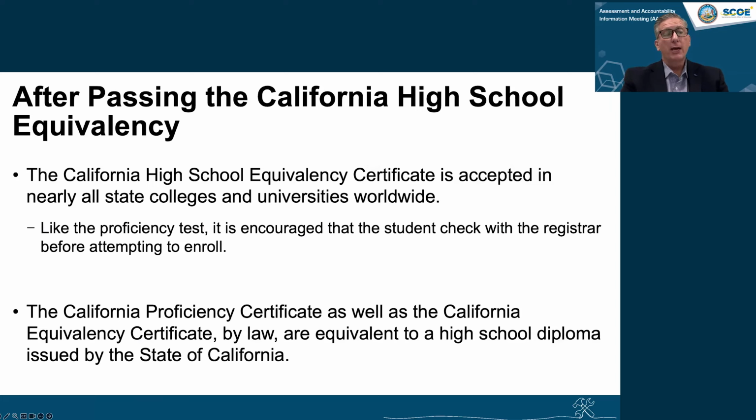After passing the California High School Equivalency Program, students are eligible to attend any community college, state university, or state college. The California High School Equivalency Certificate is accepted in nearly all state colleges and universities worldwide, but like the proficiency test, it is encouraged that the student check with the registrar before attempting to enroll. The California Proficiency Certificate, as well as the California Equivalency Certificate, by law, are equivalent to a high school diploma issued by the state of California.